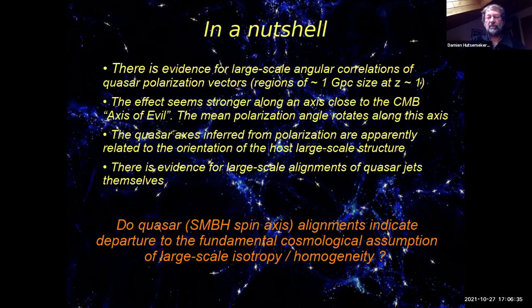Yes, I think that finding alignment of polarization within this large structure gives support to the large structure. Now, there has been some question about whether it's a problem for the large-scale homogeneity or not. This is just a matter of scale. So I think there are arguments for and against. This is not really the point here. I think that you can have many such large structures in the sky.